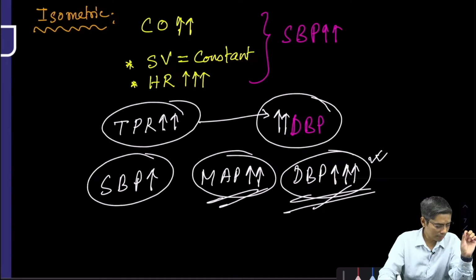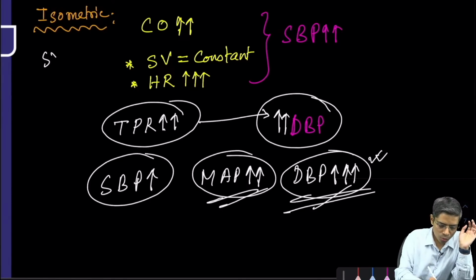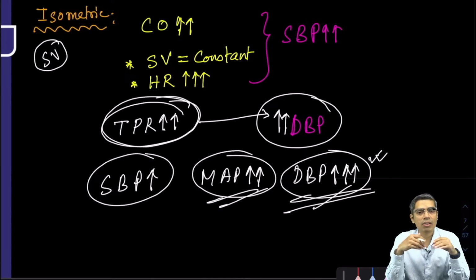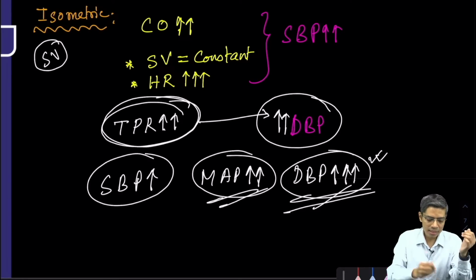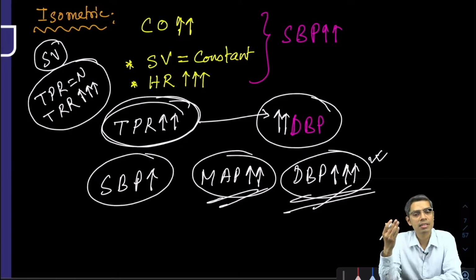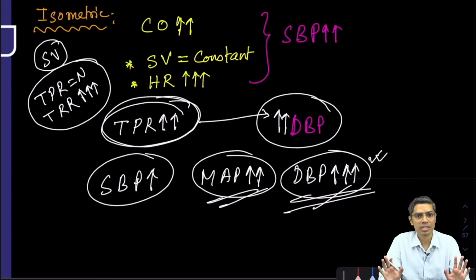So, the most important thing that I want you to remember is that in case of isometric exercise, stroke volume remains constant, and TPR increases according to the grade of exercise. If the isometric exercise is mild, then TPR may be normal, but TPR will never fall. If the isometric exercise is very high, then TPR will also increase proportionately. Getting my point? This information is very crucial in the INI-CET examination. All of you tell me whether this is clear to you or not. Okay?